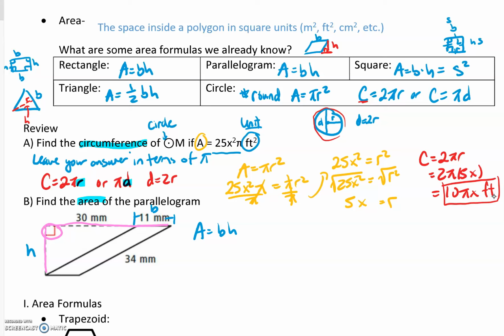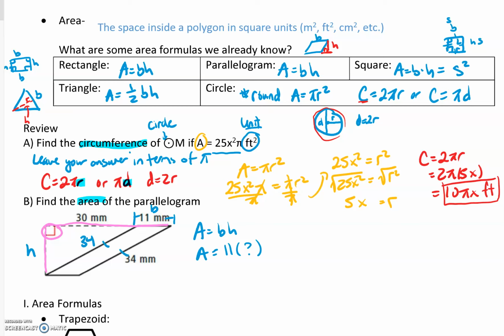So now the question is, I know area is base times height. Base is 11, but what's h? Well, think carefully about what you know about your parallelogram. Now we're not just plugging in numbers. We have to do a little critical thinking. We know this is a parallelogram, and opposite sides are congruent. That's 34.